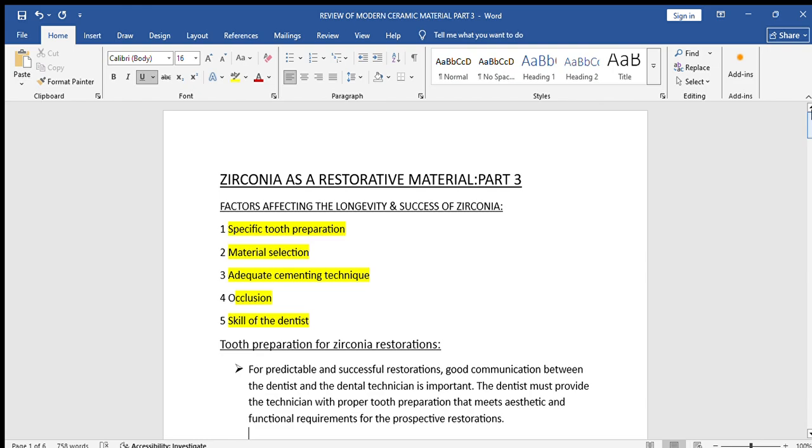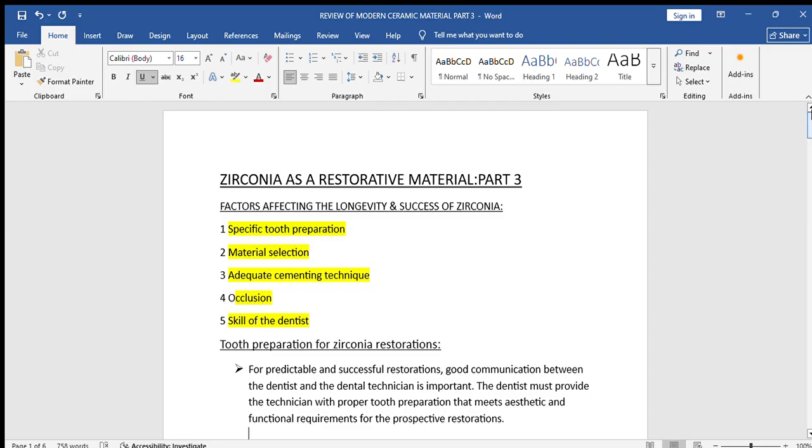The long-term success of zirconia depends upon five main factors. Very first, specific tooth preparation. What does it mean? For example, you are going for monolithic restorations. What are monolithic restorations? Restorations where no porcelain veneering is required. So for monolithic restoration, axial reduction of up to 0.8 mm is sufficient. And if we are going for a restoration in an aesthetic zone, then in those areas more axial reduction is required.